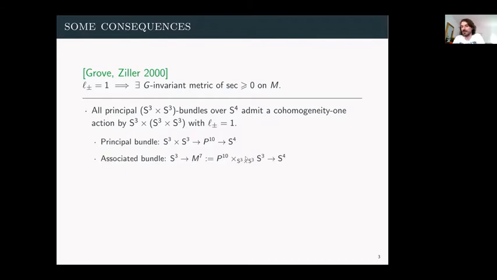And that's what they did. They built the associated, so the unique associated S3 bundle to each of these principal bundles. And you automatically get non-negative curvature in this case as well, almost automatically.